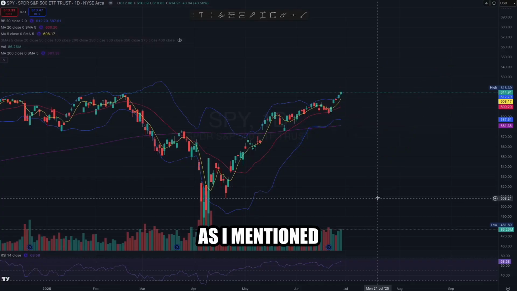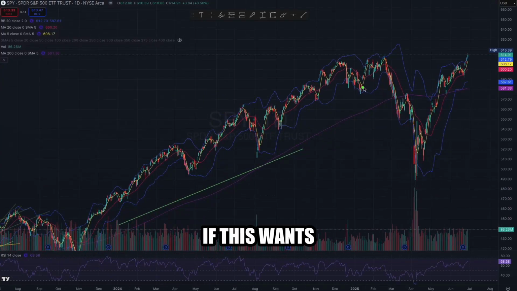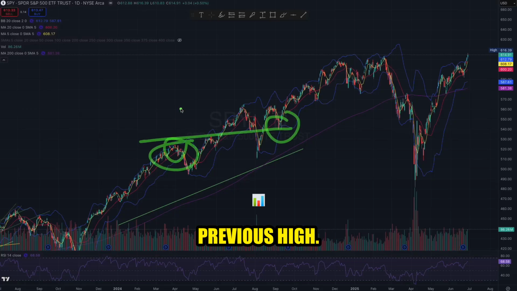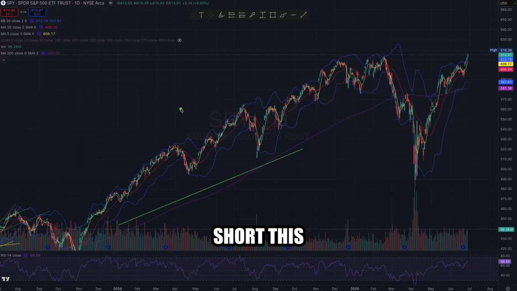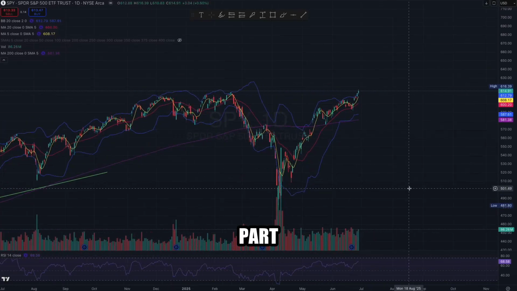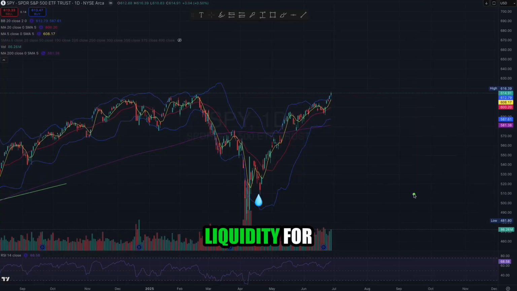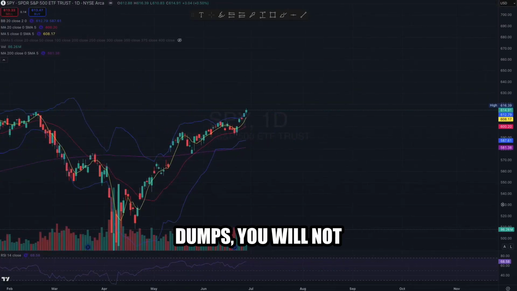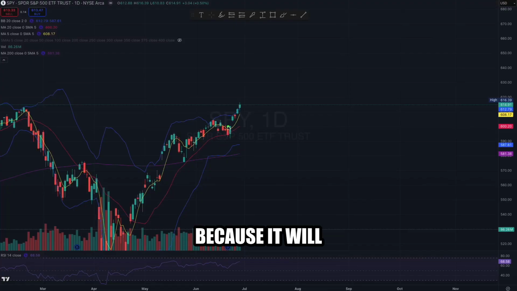Because remember, as I mentioned earlier, if this wants to head down, if this wants to pull back, your pullback may be even higher than your previous high. So you cannot short this too early, especially if you're trading options. You will just be part of the trap and become liquidity for this move to become higher. So just remember, if you want to short this, if it dumps, you will not miss it because it will start to have many indicators here.